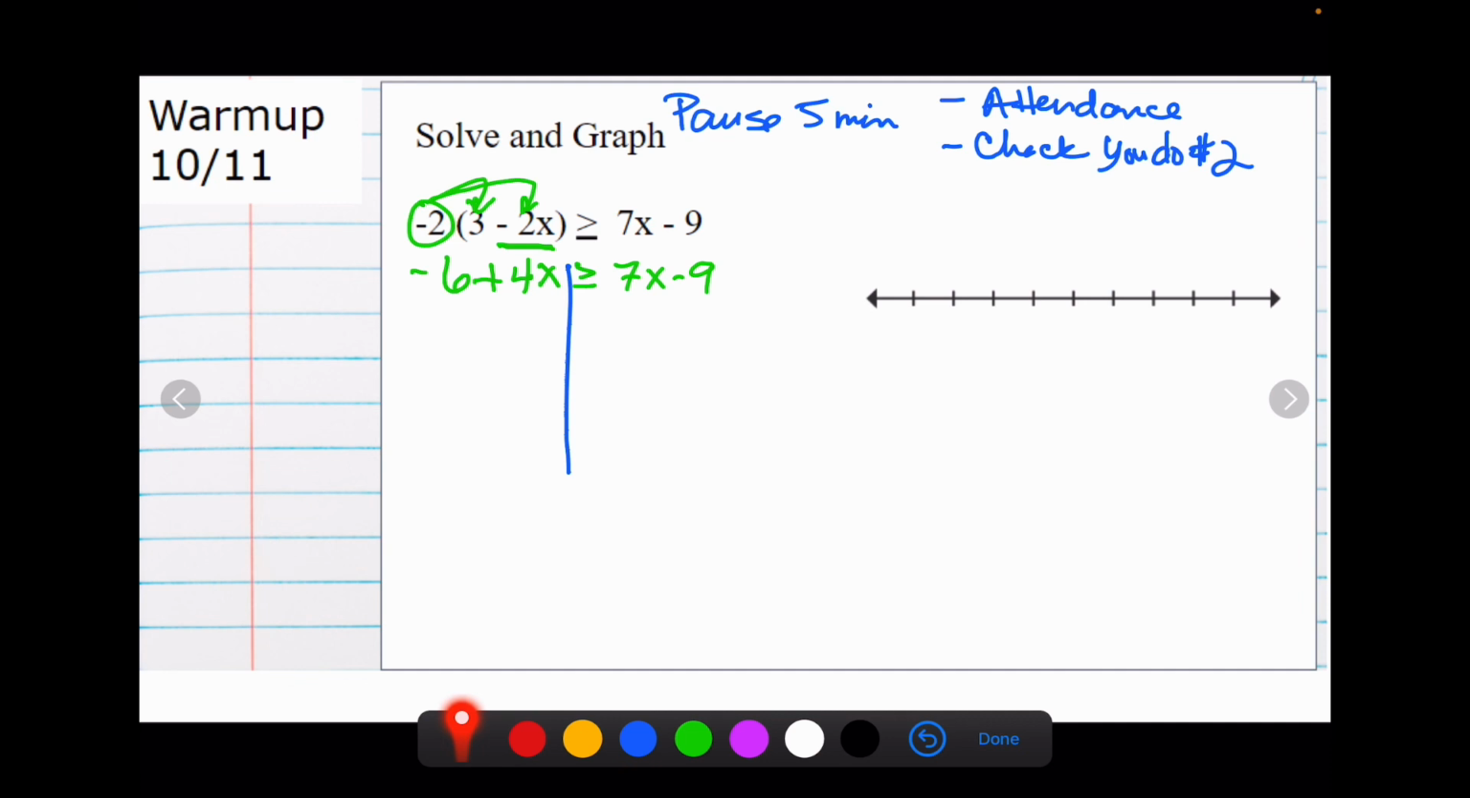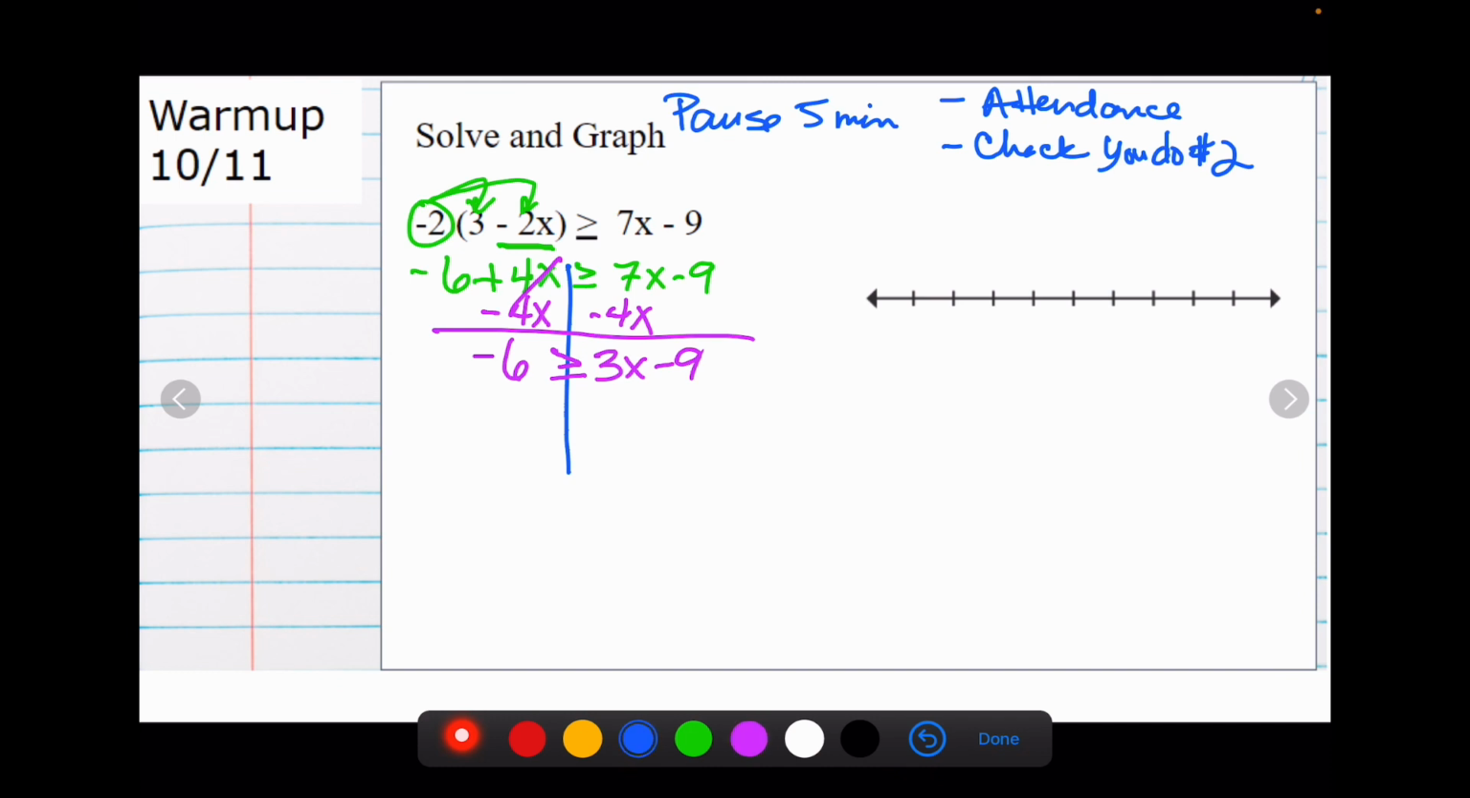So I can move on to the next step, which is to move my smaller variable. The smaller of the two variables is that positive 4x. Positive 7x is bigger, so therefore we're going to move that positive 4x to the opposite side. So I'm going to subtract 4x on both sides. Notice that I'm putting the x underneath the other x. I get -6 is greater than or equal to 3x minus 9.